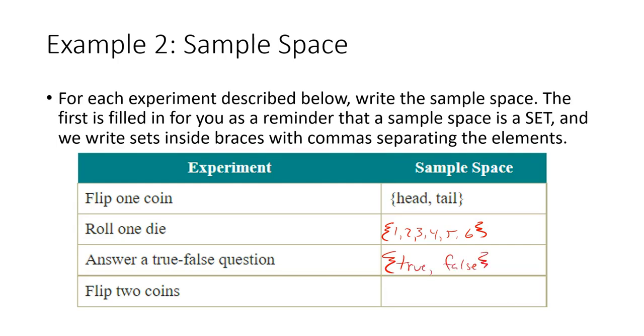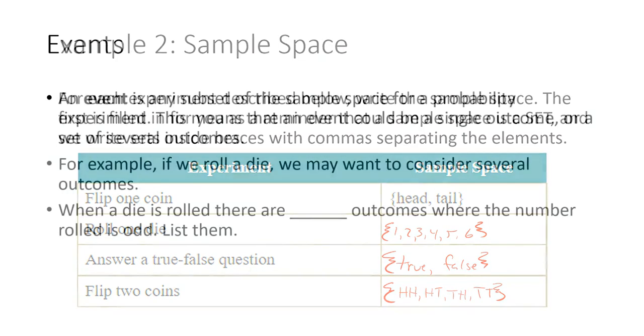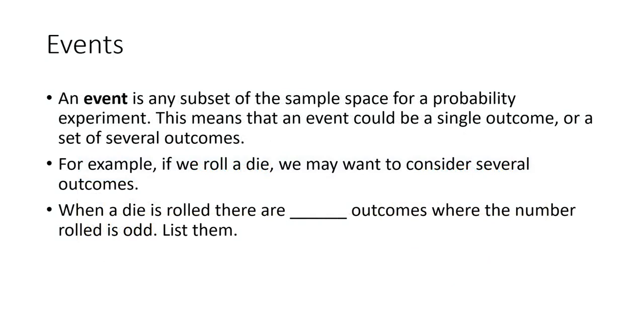If we flip 2 coins, well, now there are 4 outcomes. We can either get heads both times, we can get heads first and then tails, tails first and then heads, or we can get 2 tails. And so the sample space just represents all the possible outcomes of a particular experiment. What we call an event is any subset of the sample space for some probability experiment. An event could be a single outcome, or it could be a combination of several outcomes.